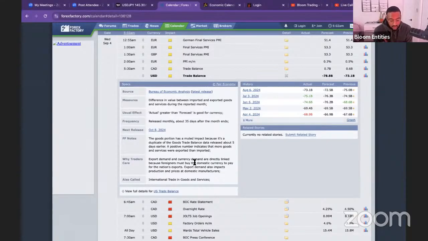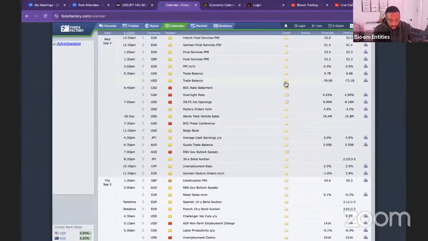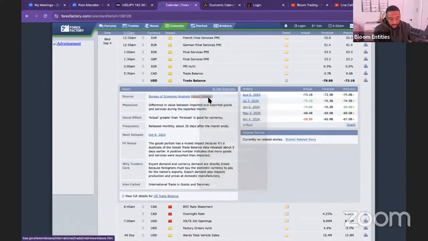Export demand and currency demand are directly linked because foreigners must buy the domestic currency to pay for the nation's exports. Export demand also impacts production and prices at domestic manufacturers. For central banks, for governments, for large institutions, hedge funds, going down to us as retail traders, data like this, trade balance, goods and exports, will impact currency. And because it will impact currency, it will move our currency pairs. And when our currency pairs move, we profit. I'm going to expand this out in a new tab.